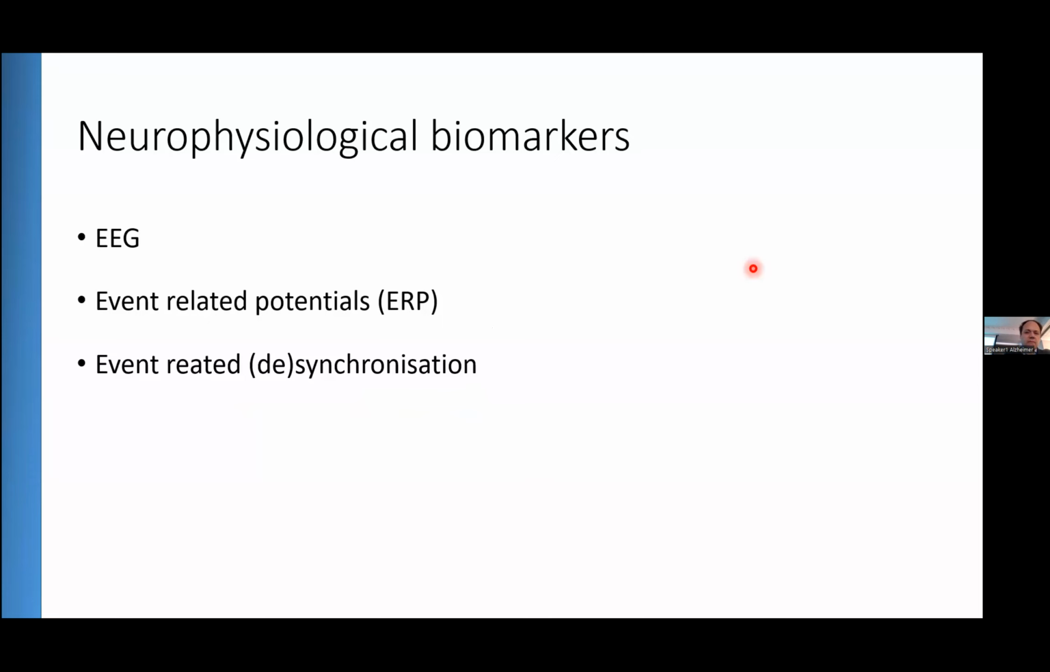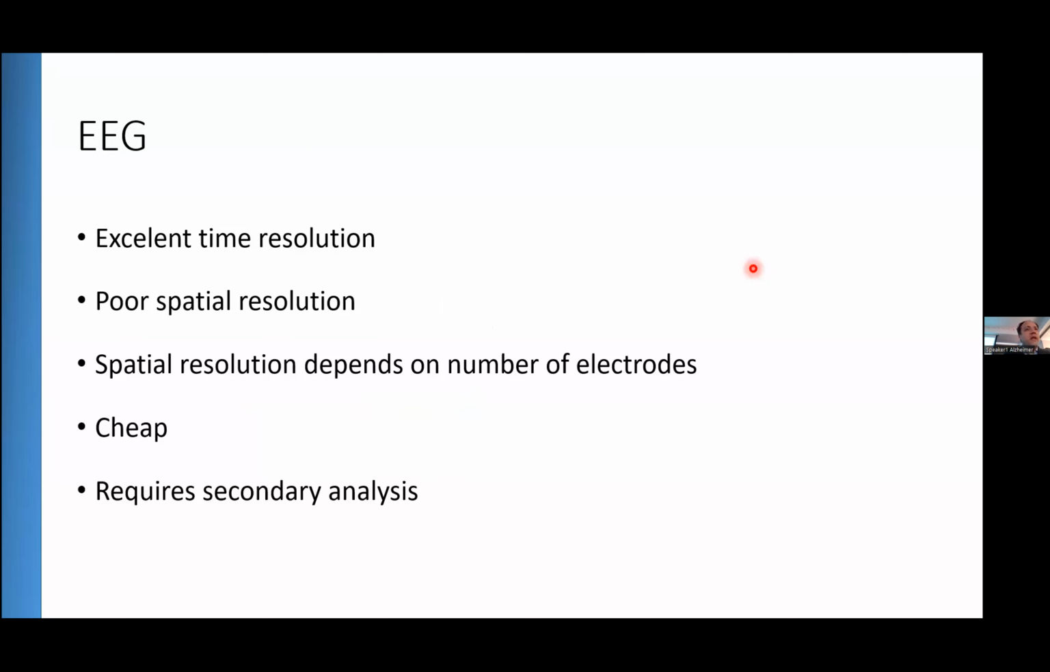So why should we use EEG? EEG has its advantages, but there are also some limitations. First of all, it has excellent time resolution. There are no better methods to assess that. We are talking about milliseconds. However, with it comes poor spatial resolution, and the spatial resolution depends on the number of electrodes. It is also cheap. However, many times we require a secondary analysis.